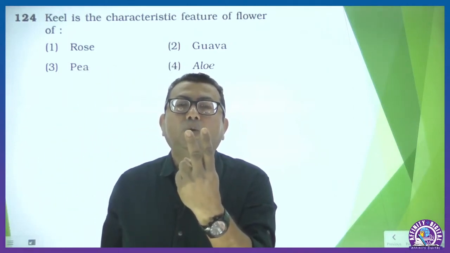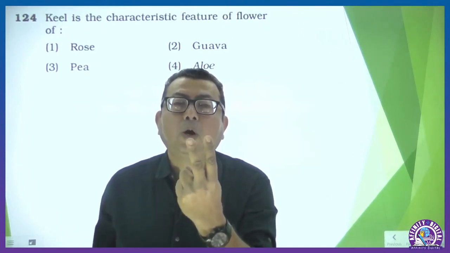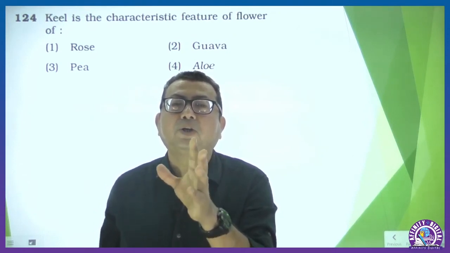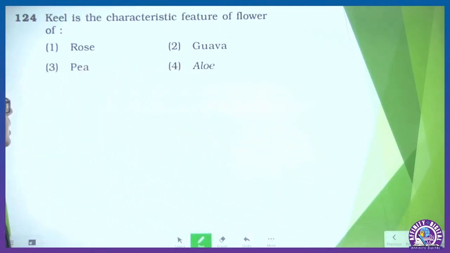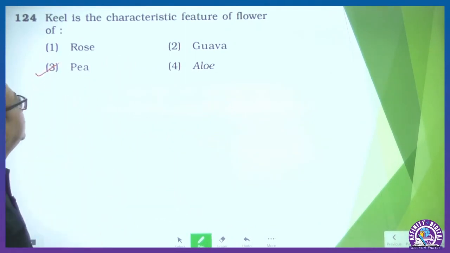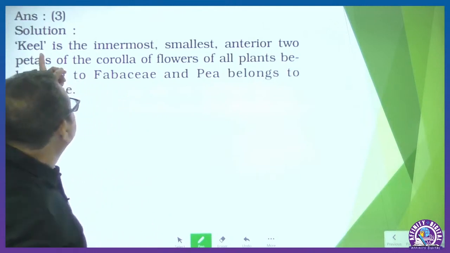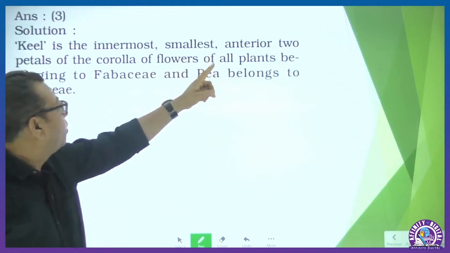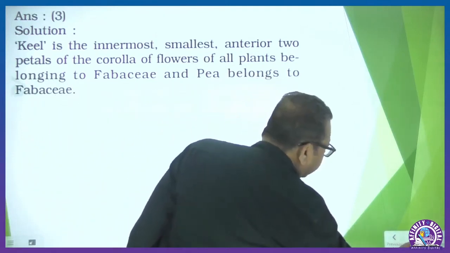Okay, then next is keel is the innermost, two smallest anterior petals of the corolla of all flowers of Fabaceae family. That is, Fabaceae family is also called pea family. And among these options, which plant belongs to pea family? Yahan pe pea diya hai, to answer hoga pea. So pea is the characteristic feature of the flower. So solution dekhiye jo maine diya hai, keel is the innermost smallest anterior two petals of the corolla of flowers of all plants belonging to what? Fabaceae. And pea belongs to what? Fabaceae. So option number 3 is the answer.